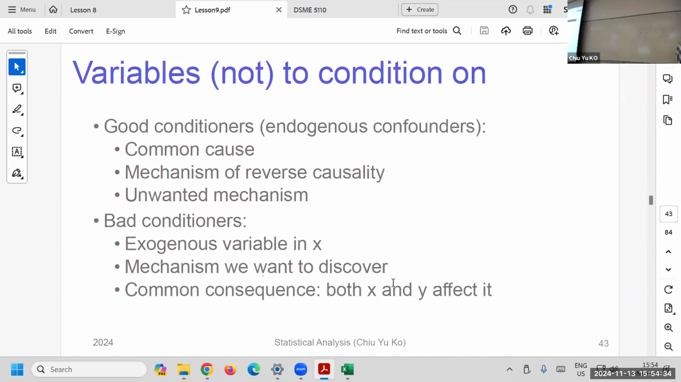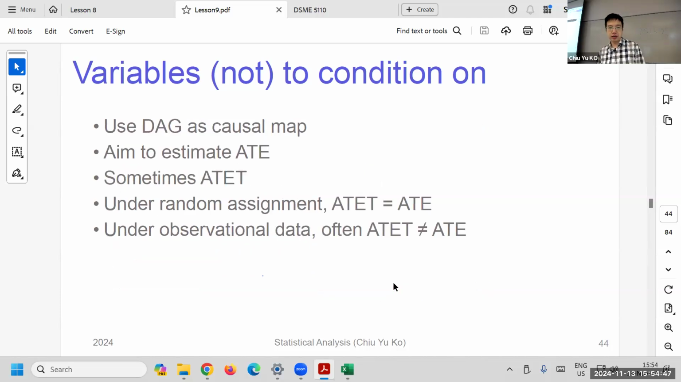So just to recall, what are good and what are bad? Remember the graph: these three are the bad and these three are the good. So we need to control it. We have seen that already. And how do we do it? We have the directed acyclic graph. That's what we drew.